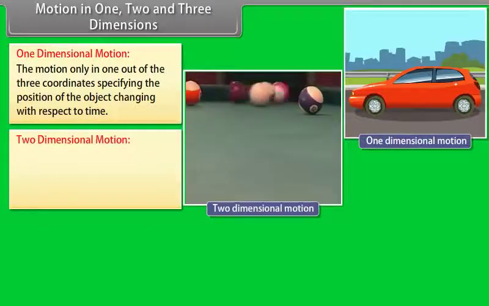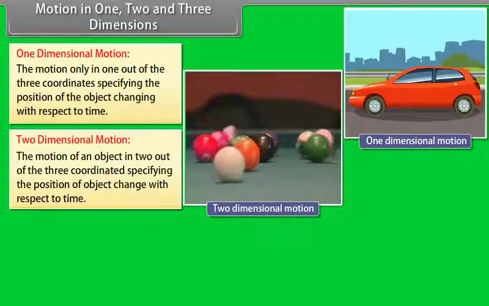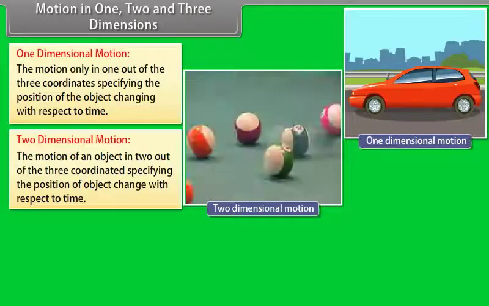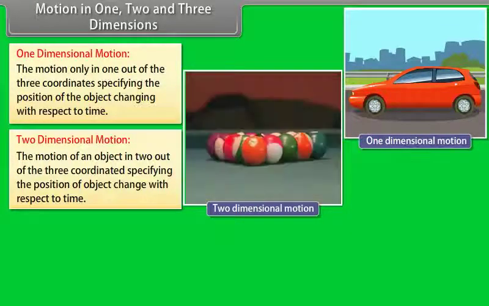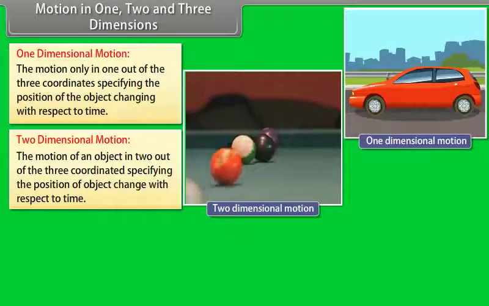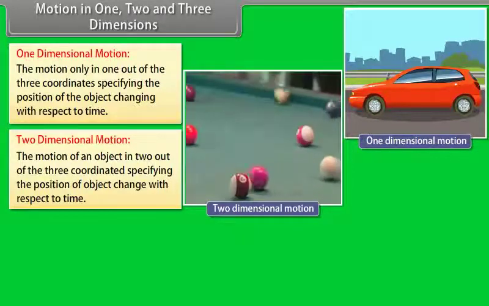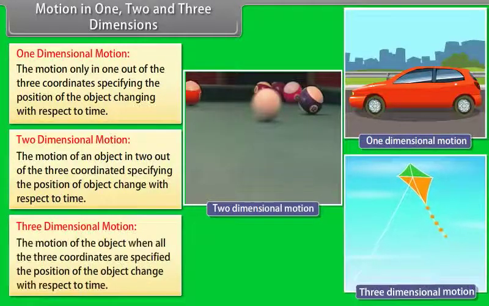Two-dimensional motion. The motion of an object in which 2 out of 3 coordinates specifying the position of the object change with respect to time. Example, a billiard ball moving over a billiard table. Three-dimensional motion. The motion of an object when all the 3 coordinates specifying the position of the object change with respect to time. Example, a kite flying on a windy day.